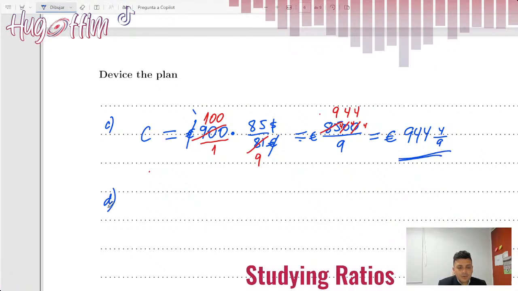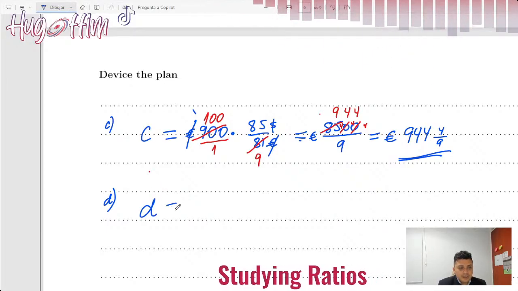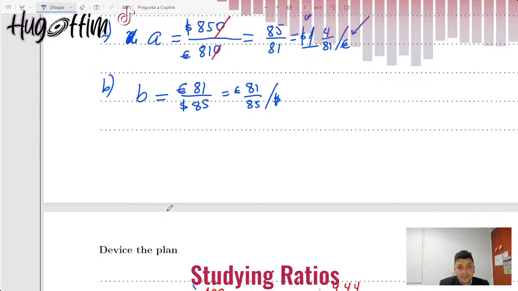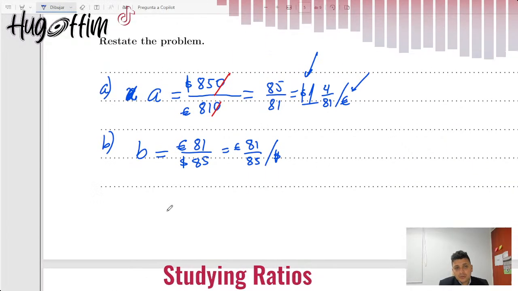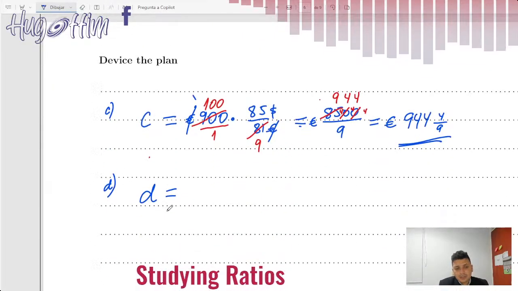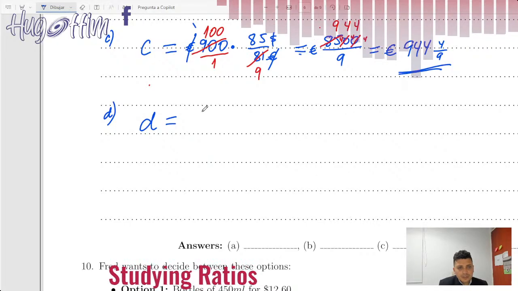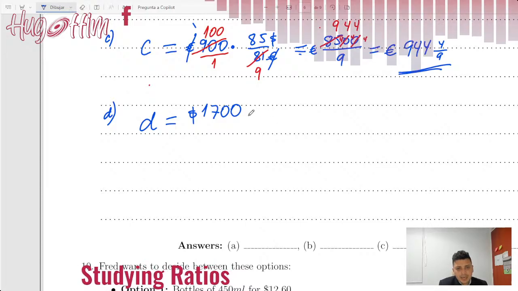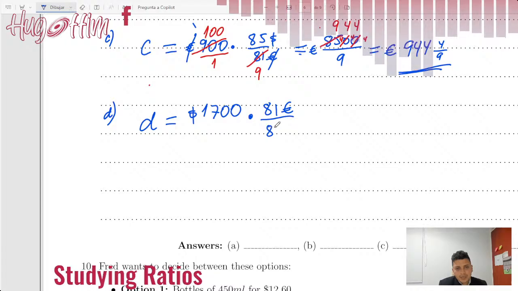And finally, in question D, I'm going to use the other unit rate. The other unit rate is going to be 81 over 85. Okay, 81 euros over $85. And I need to know $117. So I just need to put $117 times my factor 81 euros over $85.